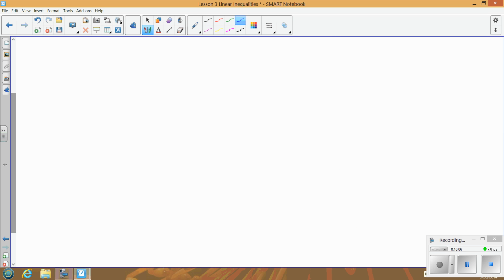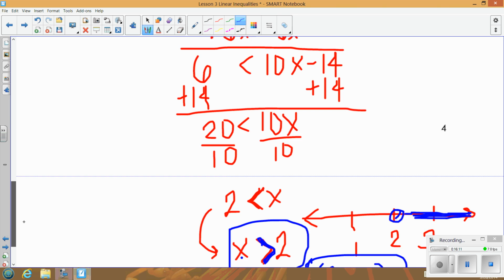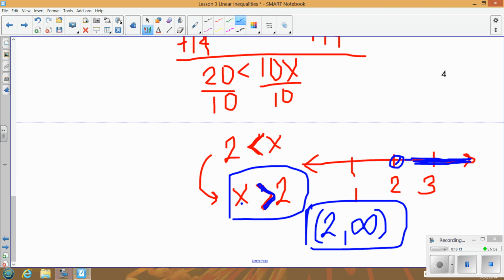Alright. And that's it for that section. It's really just like solving equations. Just remember the one rule: if you divide or multiply by a negative, you have to flip the sign.